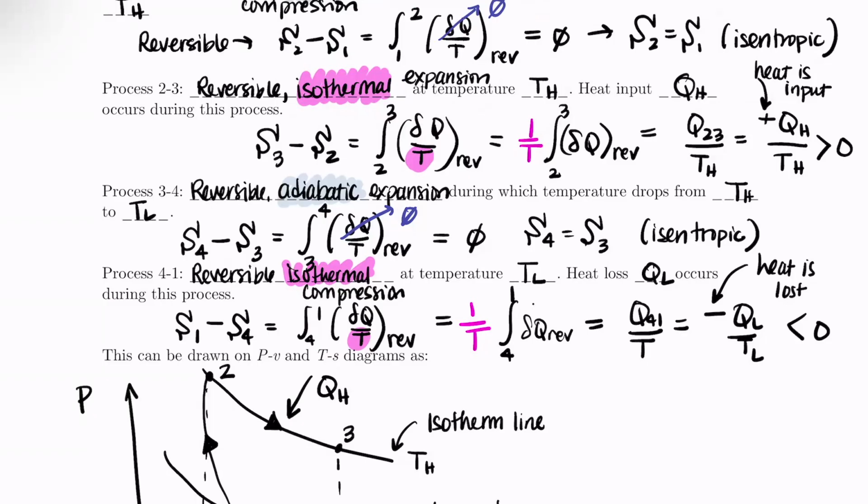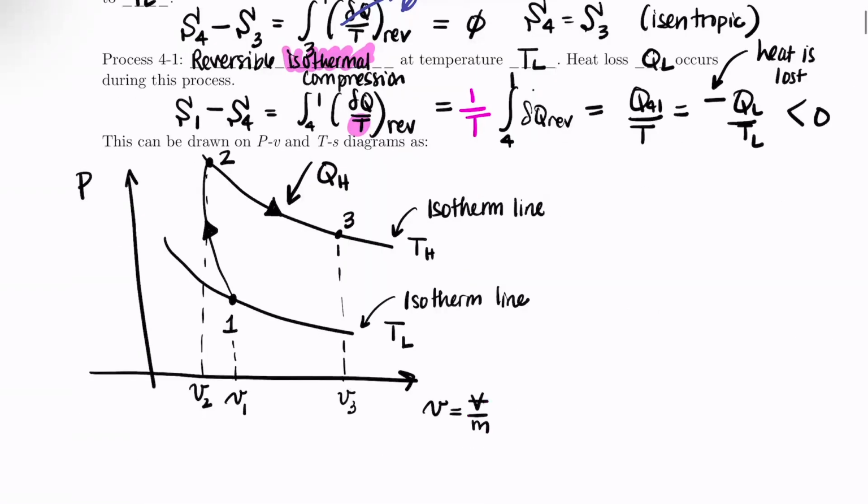And then going 3 to 4, we're doing a reversible adiabatic expansion, and our temperature is going to drop from TH to TL. We're expanding, which means our specific volume is going to increase again, and we're going to hop down to our lower isotherm line. I need to draw this out a little more, so I'm going to go to here. So here is V4, and then this will curve like so.